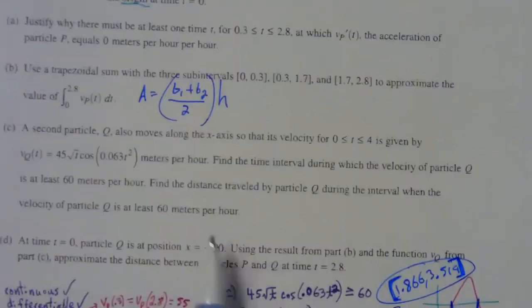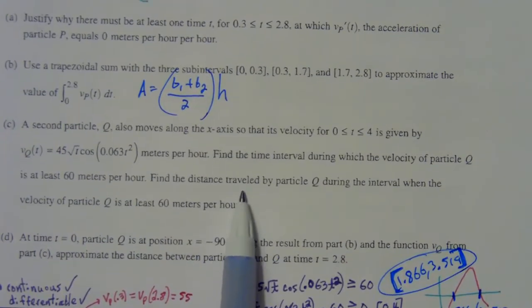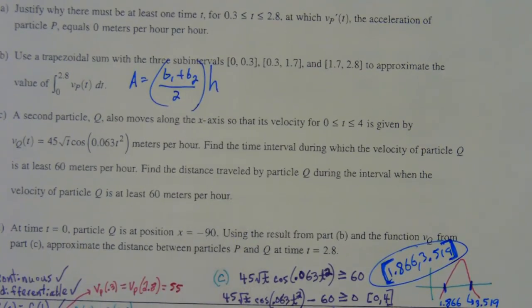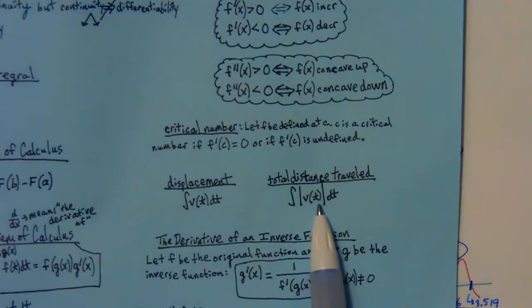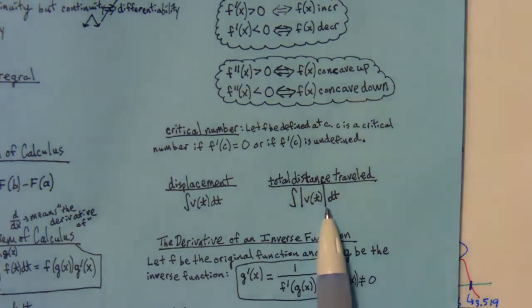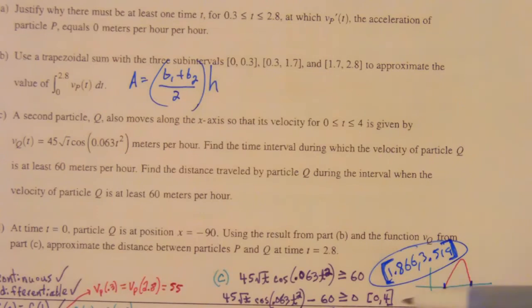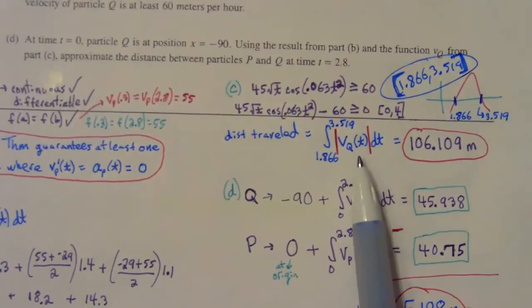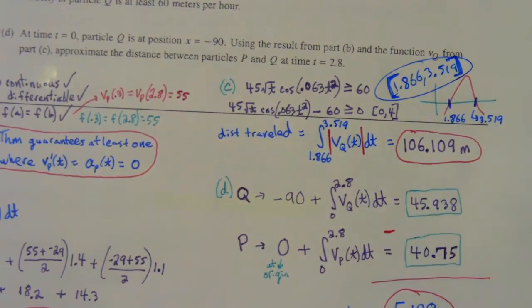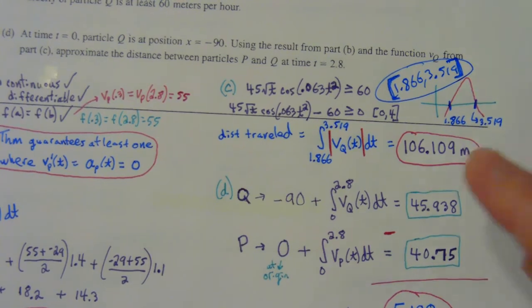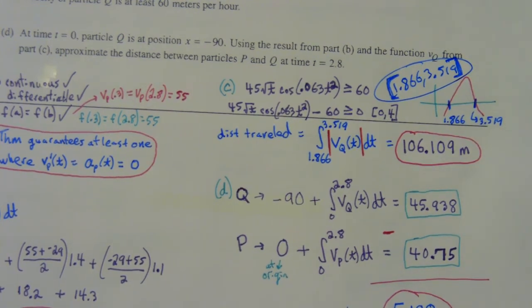And then the second part wants to find the distance traveled by the particle. Now remember, the distance traveled is the integral of the absolute value of velocity. If it says displacement, that's the integral of velocity. Now, this whole graph that you're integrating right here is above the x-axis. So if you forgot the absolute value bars, you still would have gotten the right answer on this one, but it would have affected our answers probably on letter D or a different problem.